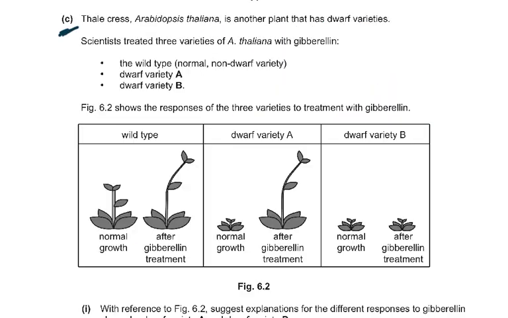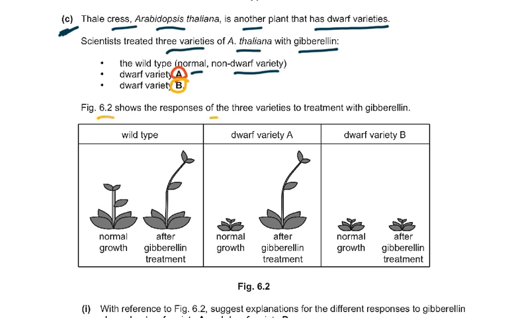Part of the question. Thale cress, Arabidopsis thaliana, is another plant that has dwarf varieties. Scientists treated three varieties of A. thaliana with gibberellin: the wild type, the normal non-dwarf variety, the dwarf variety A, and the dwarf variety B. So two dwarf varieties were chosen, and the scientists treated three: the normal one, dwarf variety A, and dwarf B.